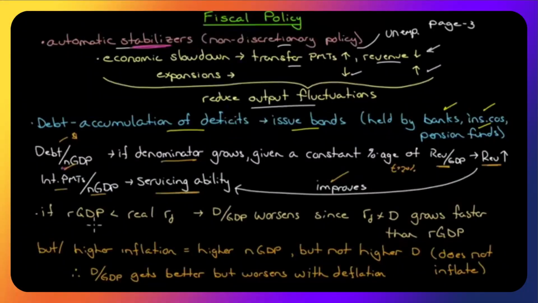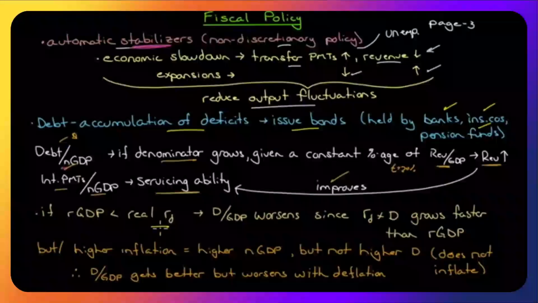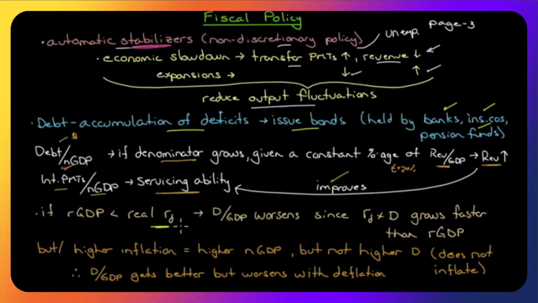If real GDP growth is less than the real interest rate, and what we're doing is taking inflation out of both sides, we're not going to pay attention to that, then the ratio of debt to GDP will worsen. So there is a relationship to watch between GDP and the real interest rate.